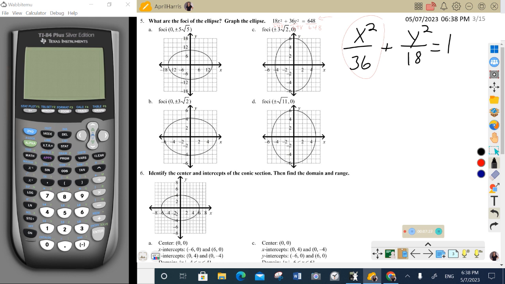So we know it's not going to be C or D because they have y as the major. And since underneath x is 36, that means little a is 6. That's the distance from the center to the major vertex. So I'm noticing on B at 0, and that looks like that's 6. If you look at A, it's crossing at 13, which is not correct. So the answer is B, and we don't have to find the foci.